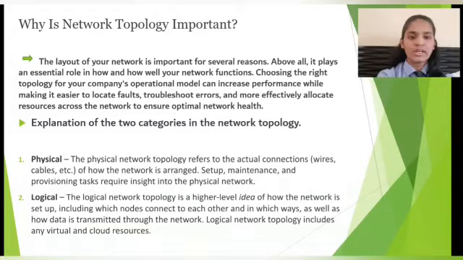There are two categories in the network topology. First one is physical. The physical network topology refers to the actual connections, wires, cable, etc. Second one is logical. The logical network topology is a higher level idea of how the network is set up, including which nodes connect to each other, in which way, as well as how data is transmitted through the network.